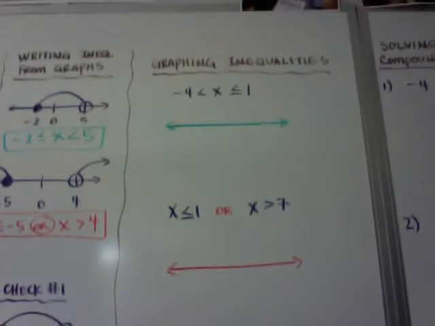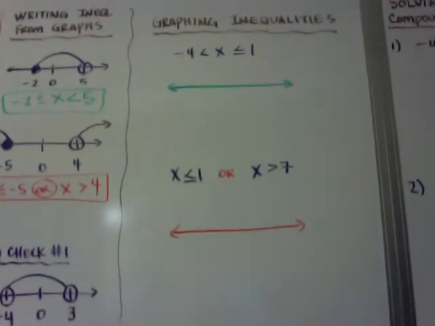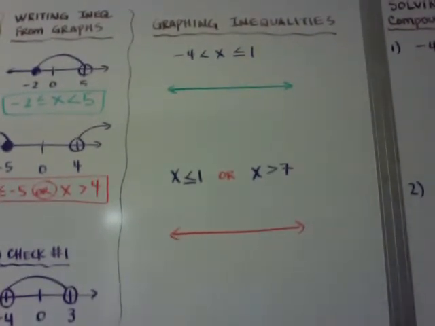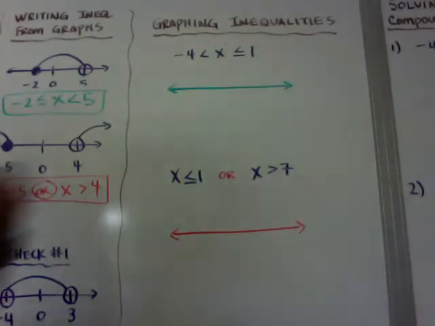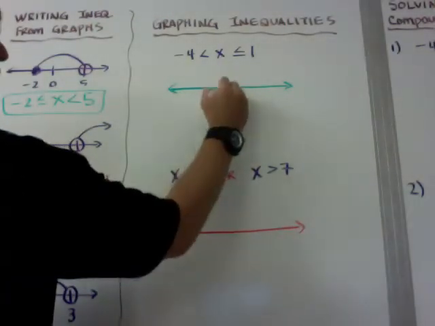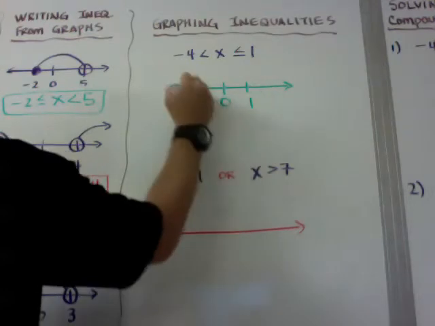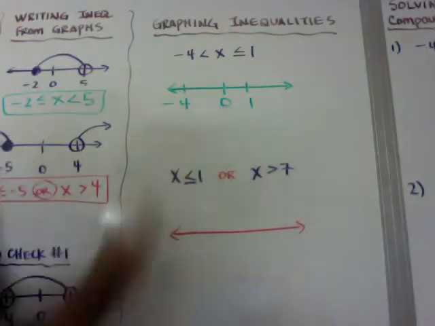Okay. The next one is going to be graphing. So you graph the inequality, the compound inequality, if they give it to you. Okay. So on this one, you can see it's "and." So I'm just going to put a 0 here, I'm going to put a 1 here, and I'm going to put a -4 here. Okay.